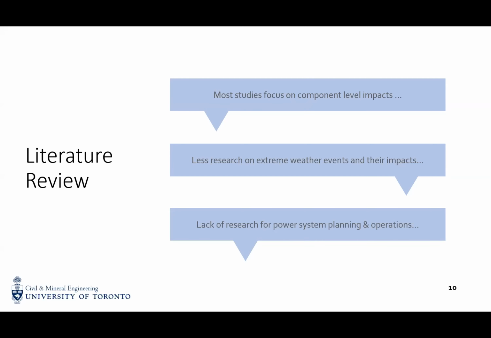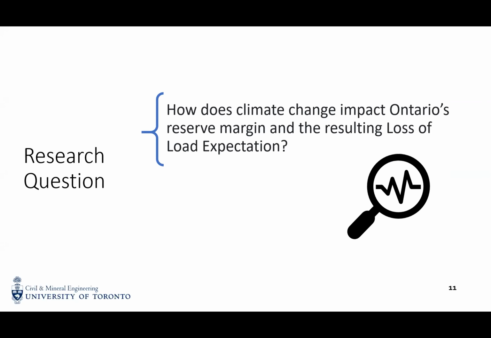On the other hand, power authorities who do the planning do not currently account for climate change in their assessments, as we saw with the IESO. So because our future will probably exceed historical extremes, our current calculations may be overestimating our ability to meet future energy needs. I therefore wanted to answer the following question: how does climate change impact Ontario's reserve margin and the resulting loss of load expectation?